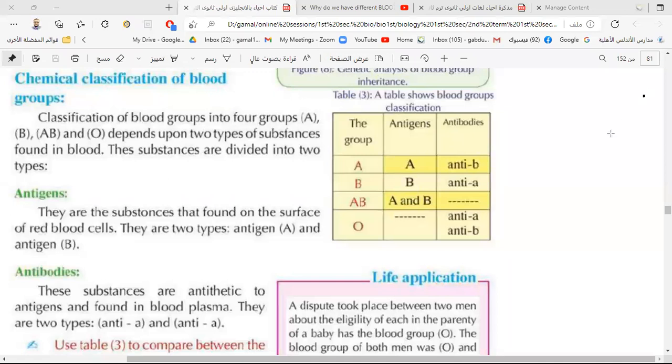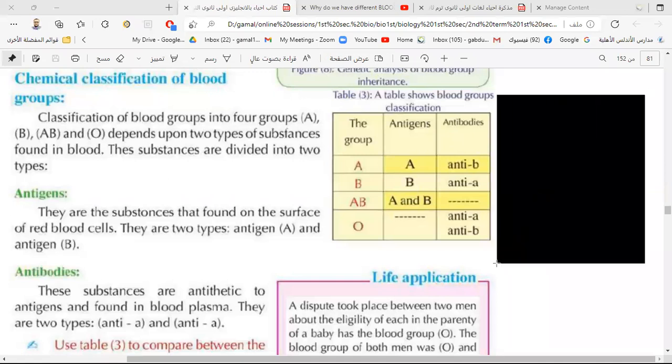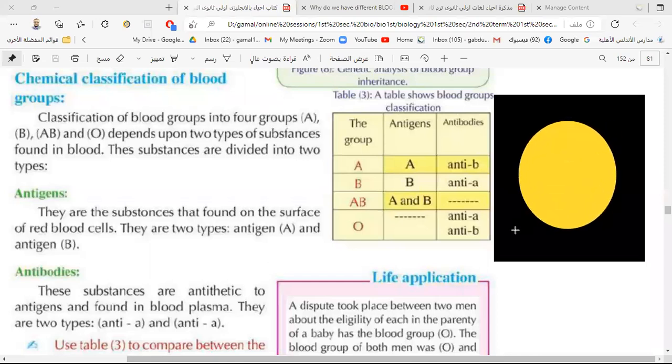When we are studying the blood group, we have to know that if you have a blood drop like this, we have red blood cells. This is a red blood cell, and this is another red blood cell, and another red blood cell, and so on. Okay? We have many red blood cells.